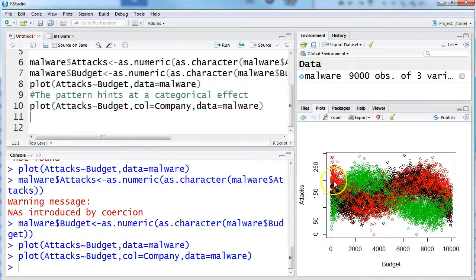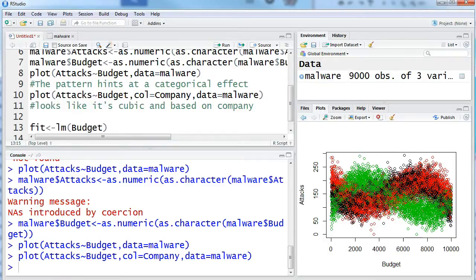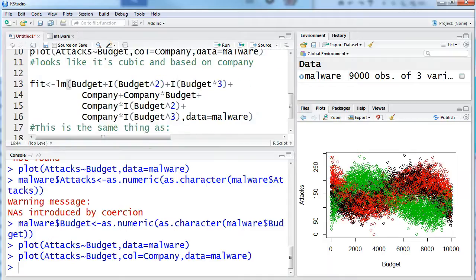It's also cubic by company, because what company you have changes what kind of cubic pattern you have. That means in my lm statement, I want budget, and I want budget squared, and I want budget cubed, plus company, and the company times budget squared, company times budget cubed. And that might seem like overkill, like there should be some easier way to just say, I want budget cubed with different companies.